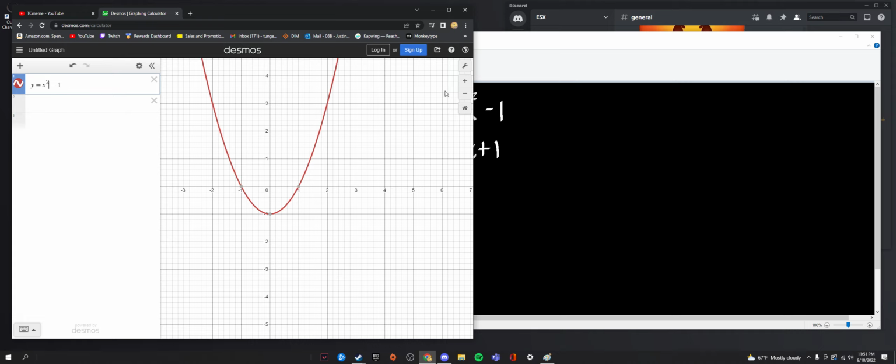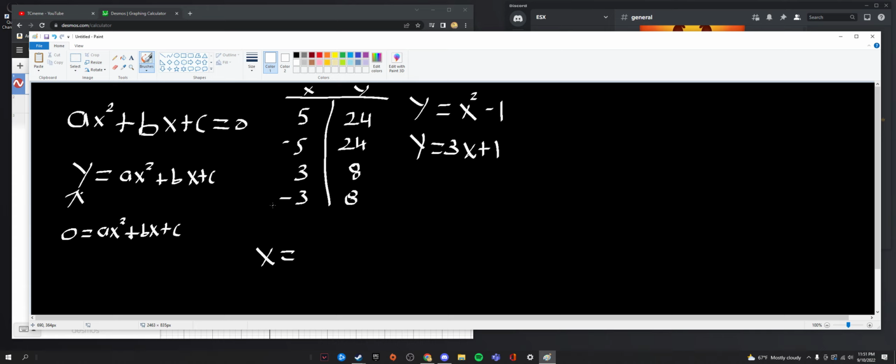So now, let's look at the quadratic formula. x is equal to negative b plus or minus the square root of b squared minus 4ac, and this whole thing is divided by 2a.